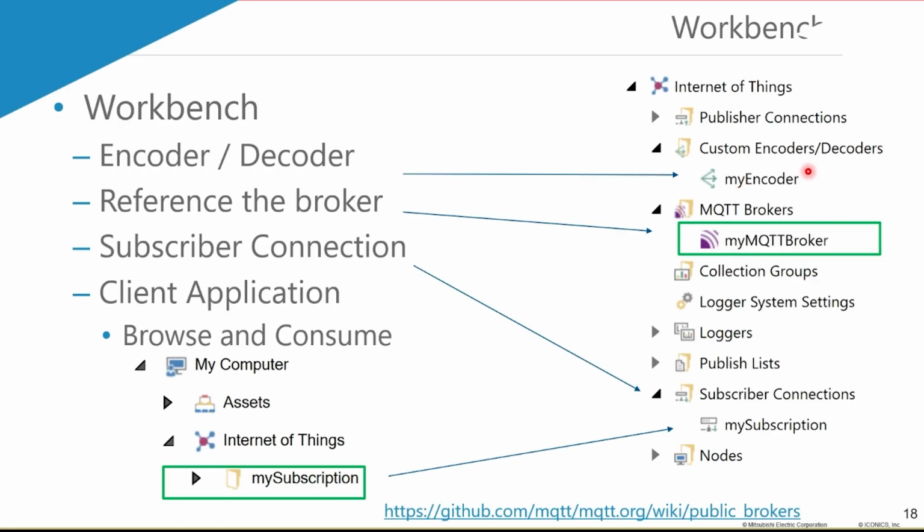Right. So basically, the setting in the broker makes the connection, whether you are receiving data or sending data, which we call subscription and publishing. The encoder decides the format of how it is being received or sent out.